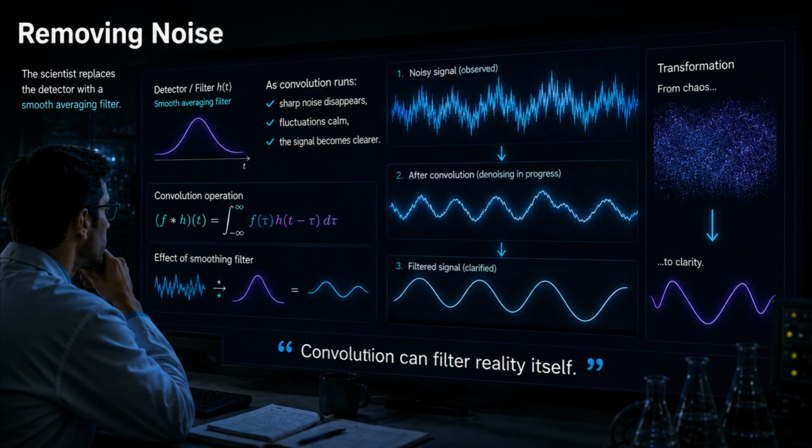The scientist now replaces the detector with a smoothing filter. As convolution scans across the signal, rapid fluctuations begin disappearing. Random noise fades away while the underlying structure remains. What once appeared chaotic now reveals a cleaner hidden waveform. Convolution has become a mathematical tool for extracting order from noise.